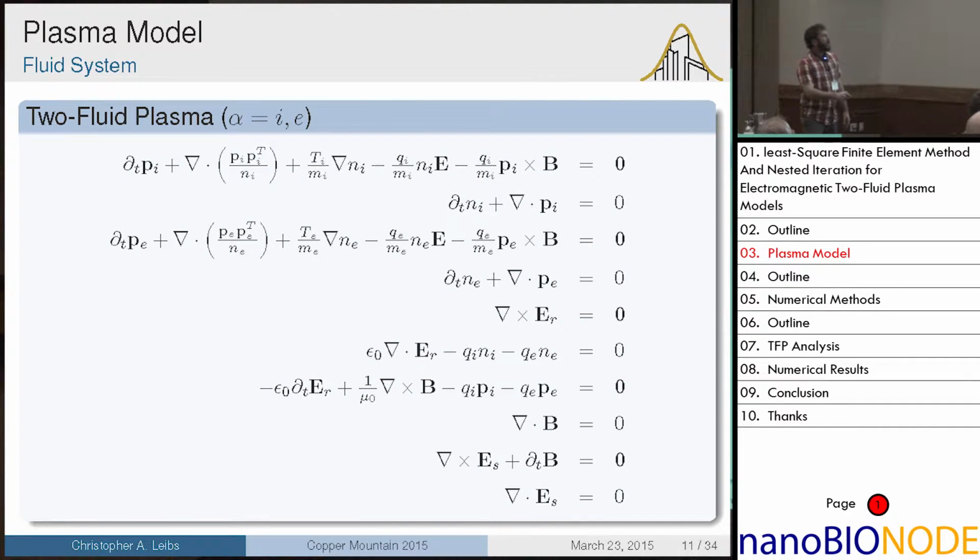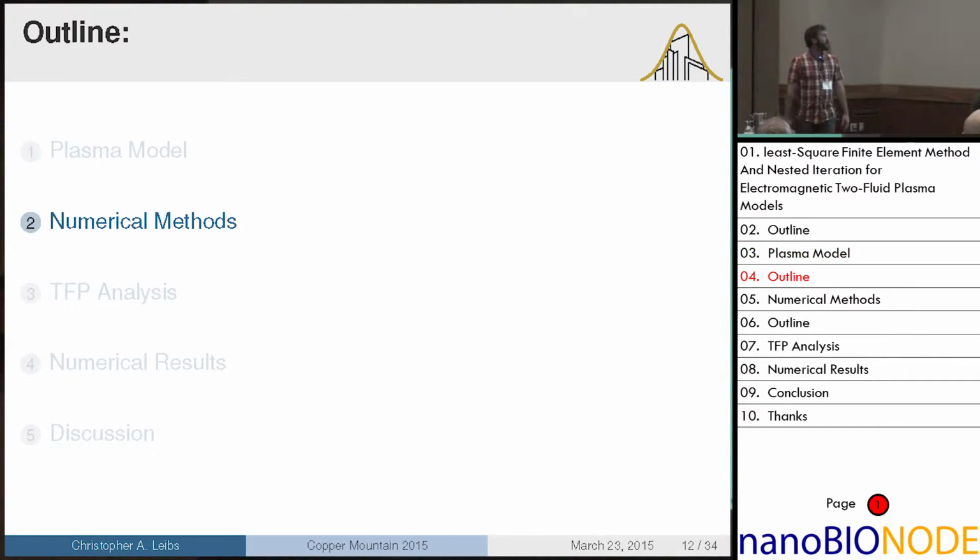Okay, once you do that, you'll see we've just gained a lot more equations. There's Maxwell at the bottom, and this is now the Darwin system, and it couples directly back to that fluid set.